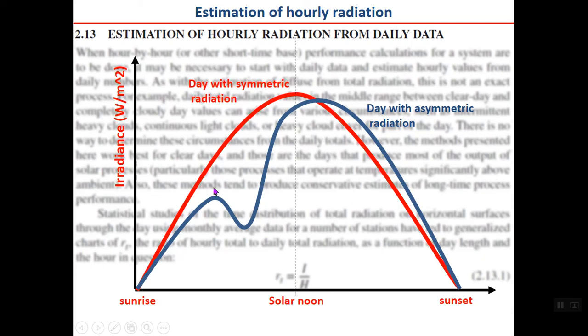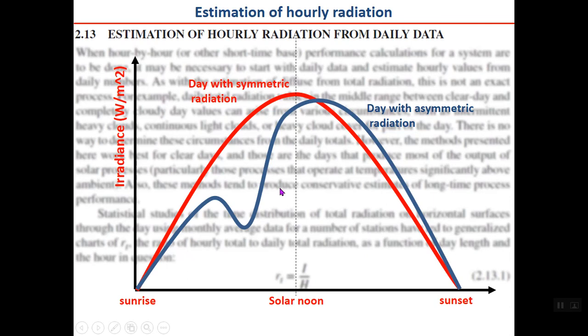But if it is not symmetric, you can see the blue curve, which is a day with asymmetric radiation, which happens on many days actually, especially in some areas. Here you can see, for example, that there may be clouds or something like this passing, but in the afternoon the situation may be different.